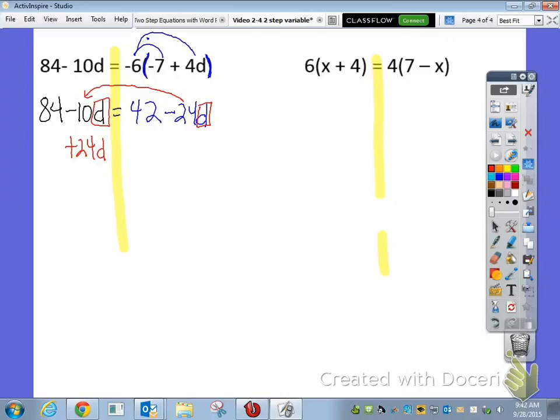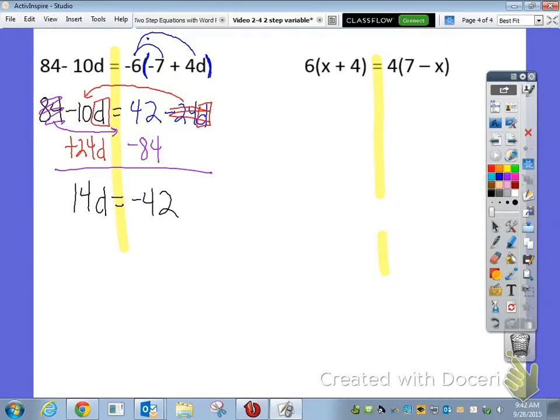When he jumps the fence, he's gone. Okay? I want 84 to go to the other side. So the opposite of a positive is a negative 84. Okay, and now he's gone. So now you can collect like terms. So negative 10 plus 24, that would be 14d equals, and 42 minus 84 would be negative 42.